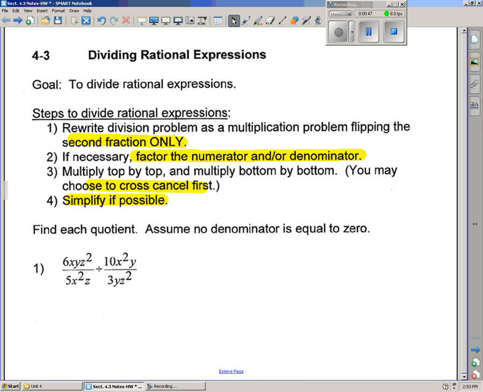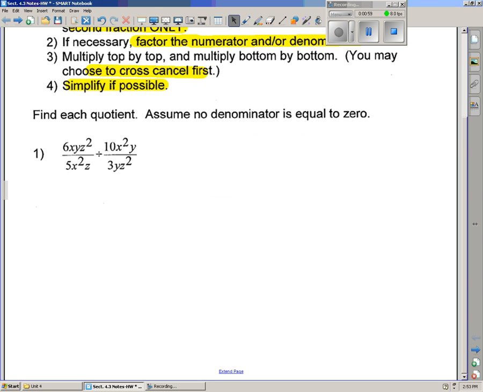For each of these problems, when we find the quotient, we're going to assume that no denominator is equal to 0. So like we did the restrictions on the first day of the lesson, we're not going to worry about restrictions here because we're telling you you're never going to have a 0 as a denominator.